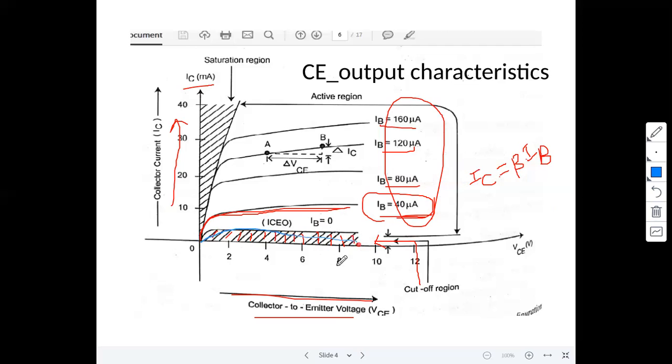In this region, both the emitter junction and the collector junction are in reverse bias. Now observe here, there is one more dotted line on the y-axis. This region is the saturation region. Observe the blue dotted lines, saturation region. Here in the saturation region, both the emitter junction and the collector junction are in forward bias. Remember this one.